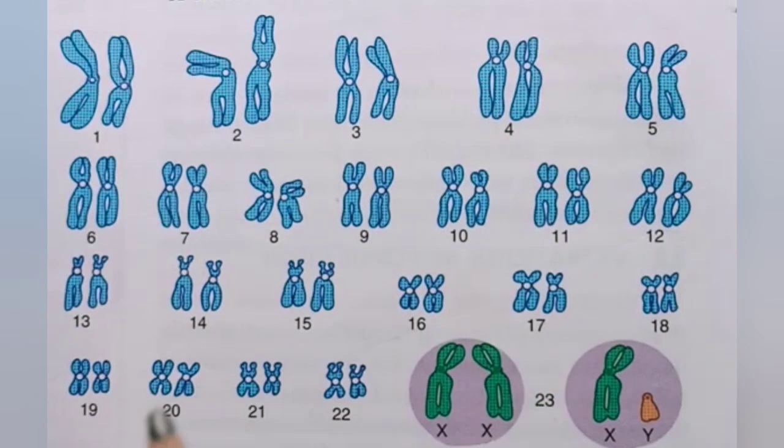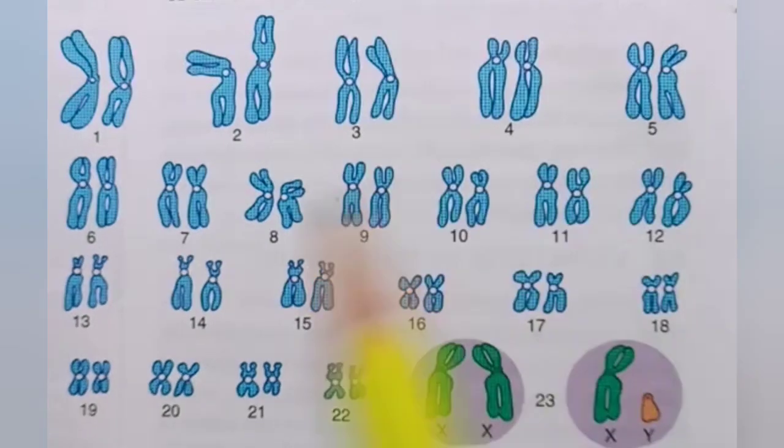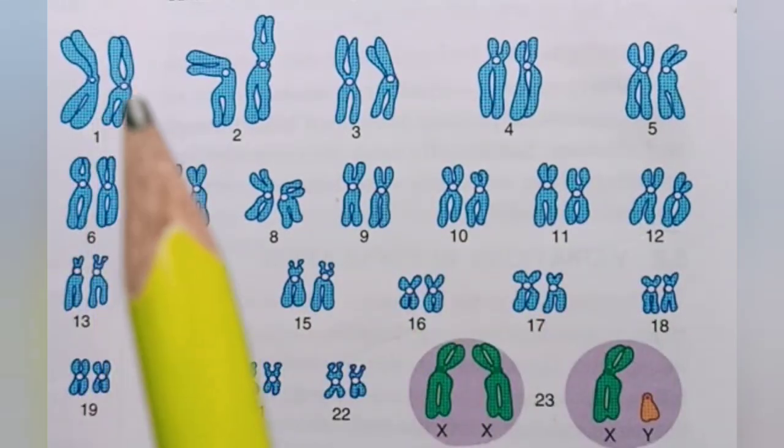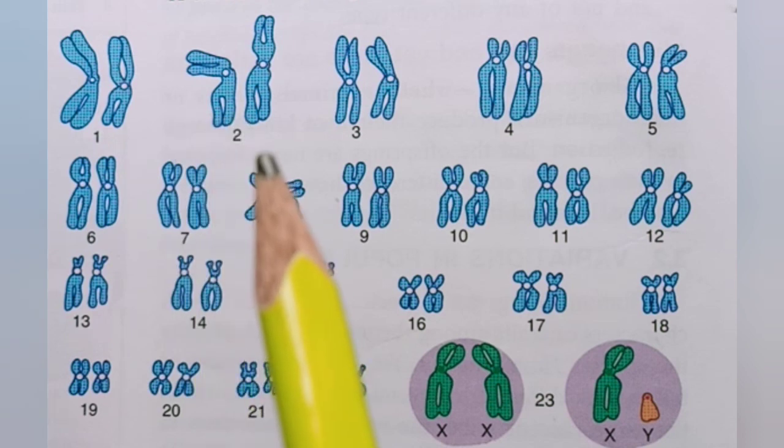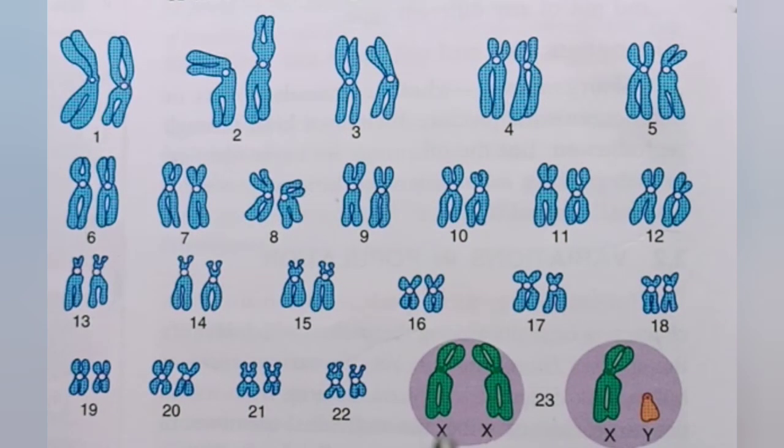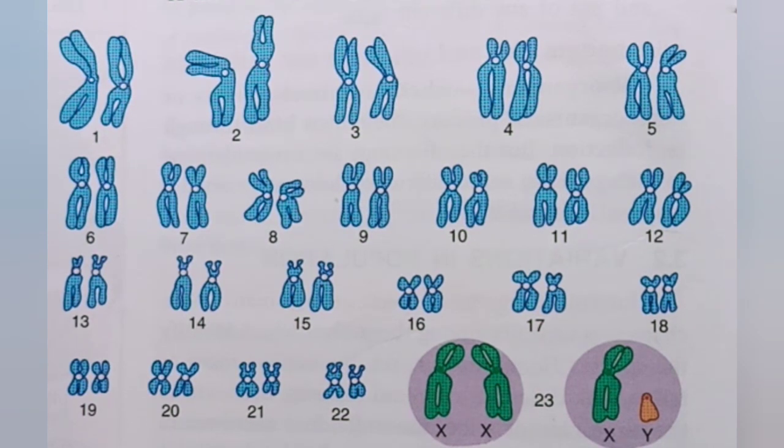All these 23 pairs of chromosomes have hundreds and thousands of genes present on them. Now genes present on all these chromosomes are different. The first pair has different genes, second has different genes. Similarly, the X has different genes and the Y also has different genes on it. All these genes are responsible for a particular character of the human, for example, the height or eye color or hair texture or thick and thin lips, etc.